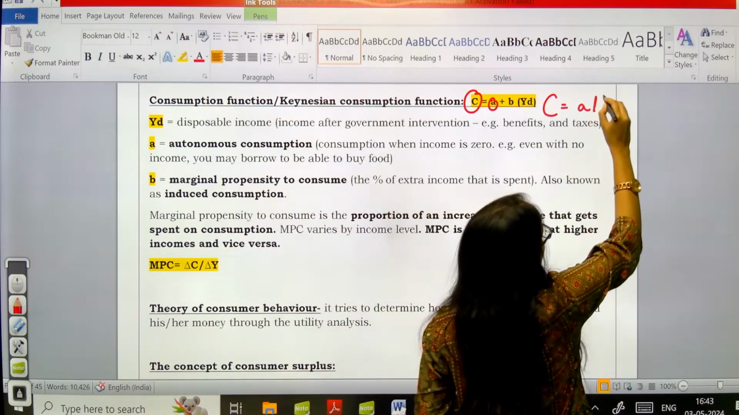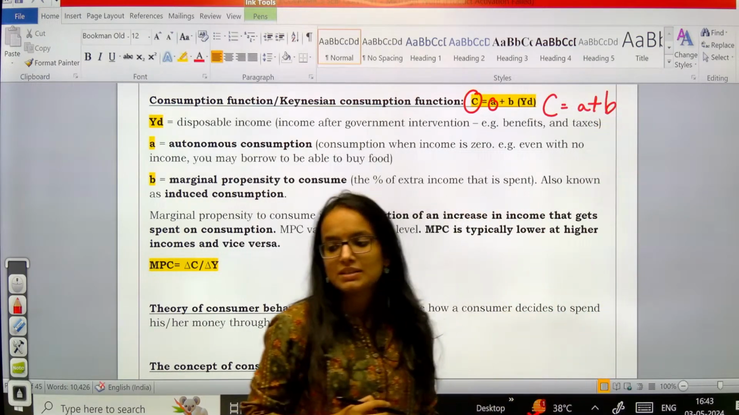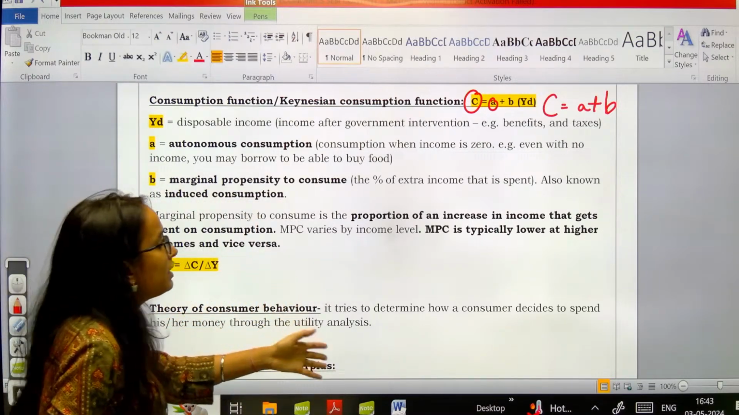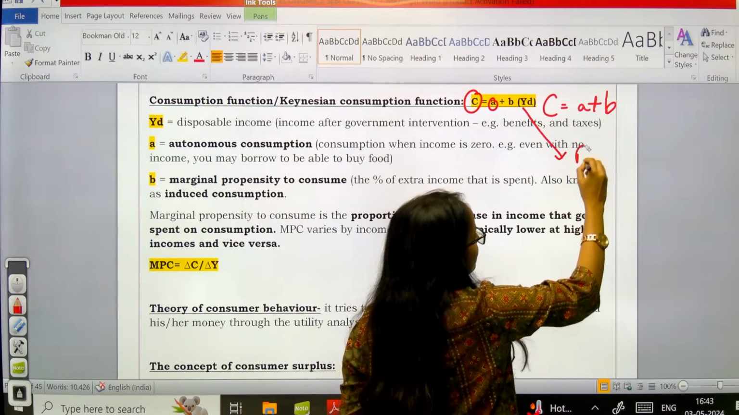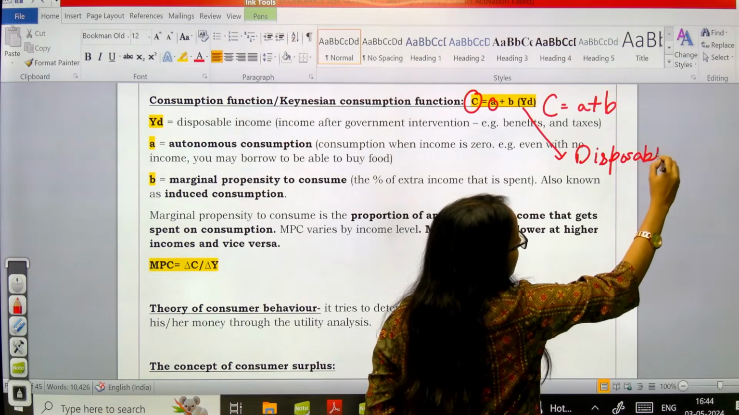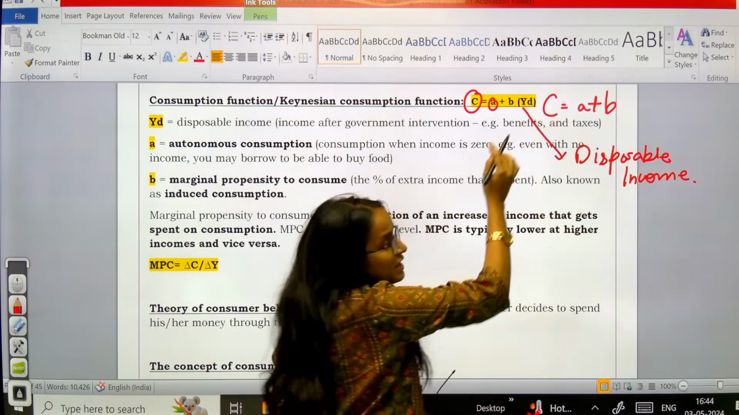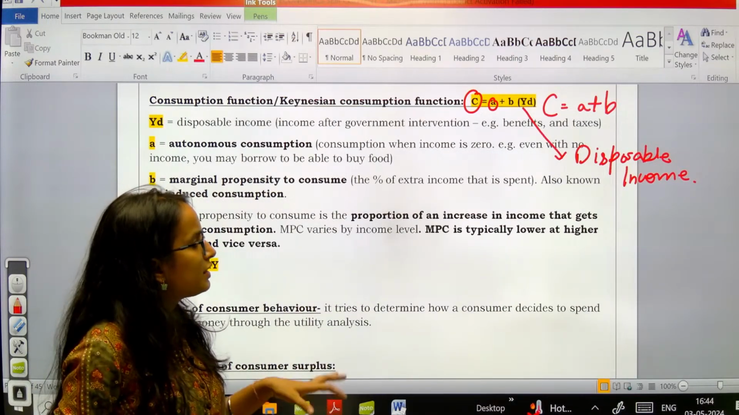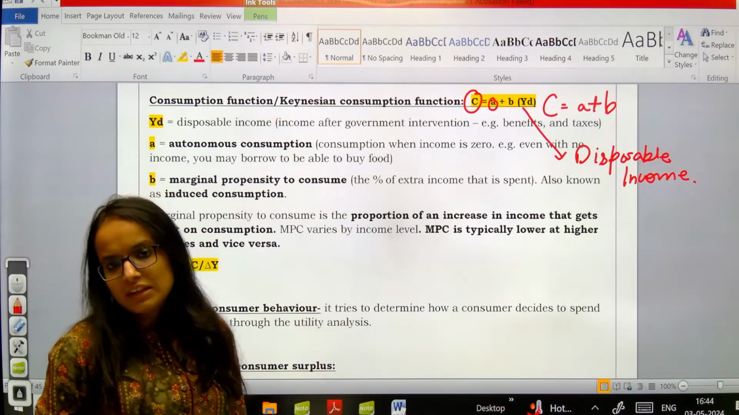Plus B. B here is the marginal propensity to consume. I'll explain it. Then Y D. This Y D is disposable income. D stands for disposable. Okay, so whenever you see capital Y in economics, it is always income, whether individual income or generally national income.